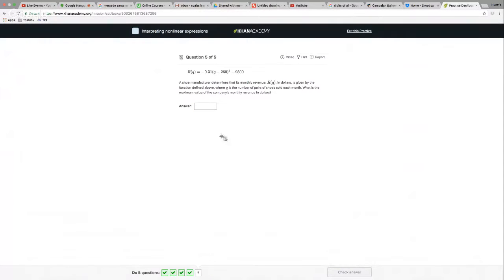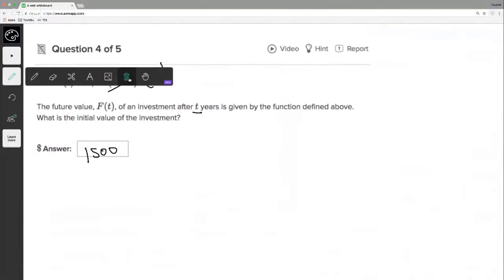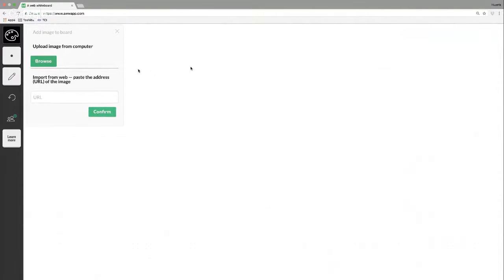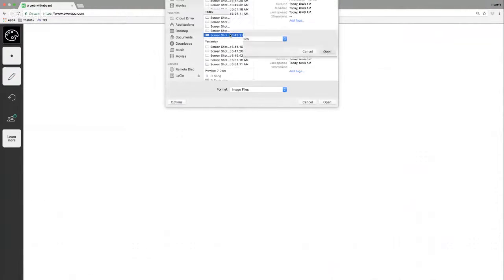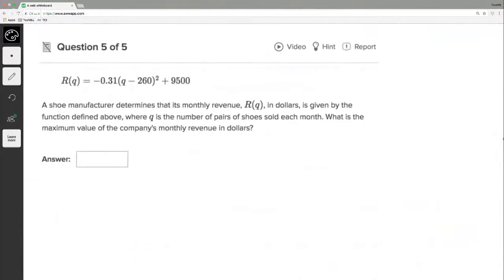All right, let's do number 5. And again, this one is no calculator as well. No calculator. All right. Final for the morning, and then I got to get going.